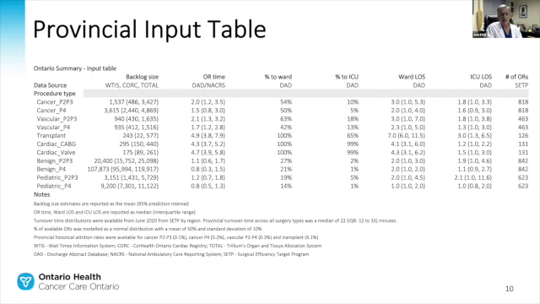You can see the OR time required, and this can be modified to hospital or regional level, the percentage that required ward utilization or ICU utilization, ward length of stay, ICU length of stay, and finally the number of ORs that would be available to clear the resource.